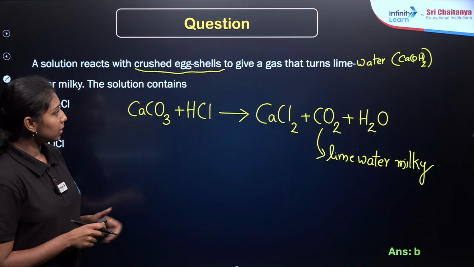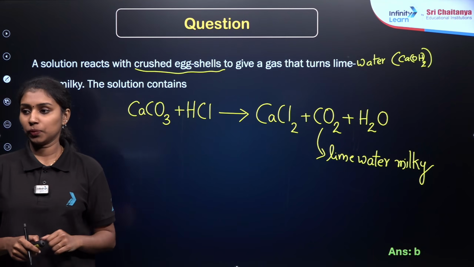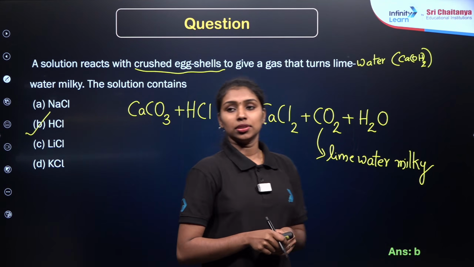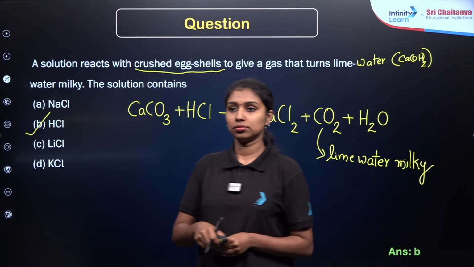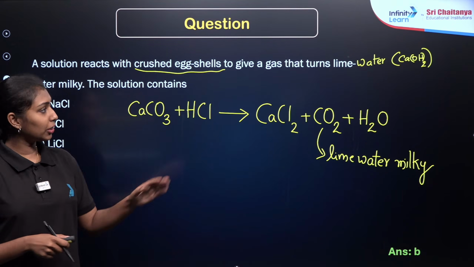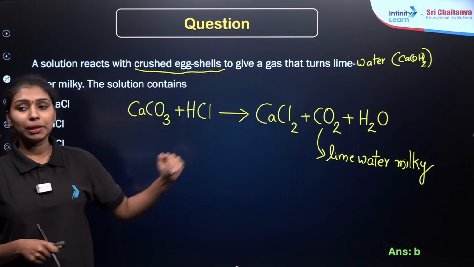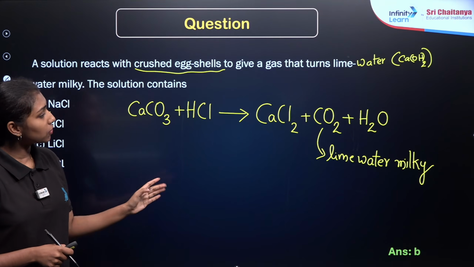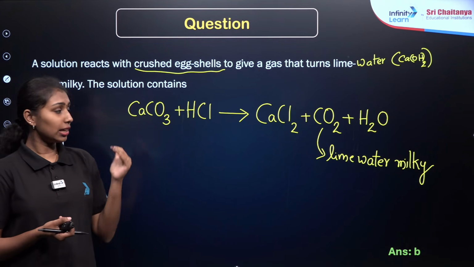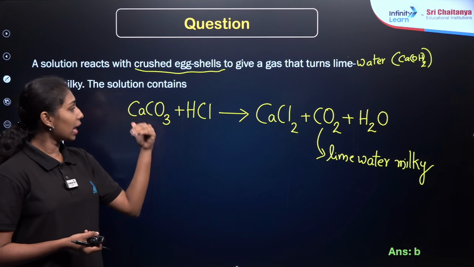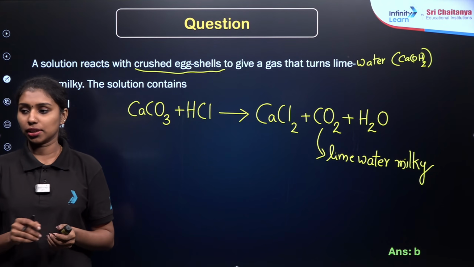Shankar, did you get the answer? It is not NaCl, it is HCl. Because we need the lime water to turn milky, right? That only appears in the presence of carbon dioxide gas. Whenever you treat NaCl, it will not react with calcium carbonate to give carbon dioxide. I hope you understand.